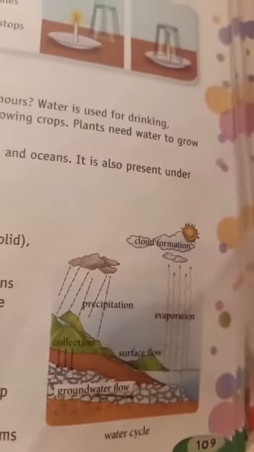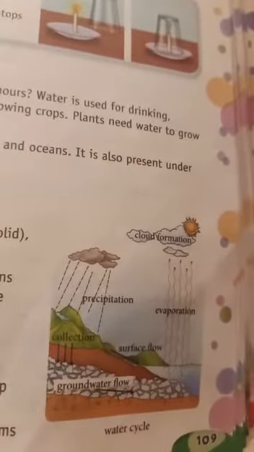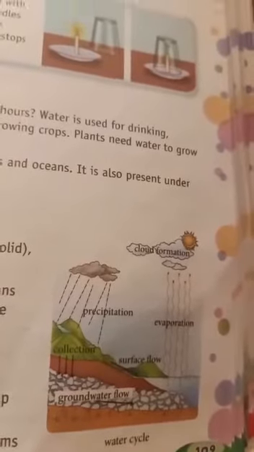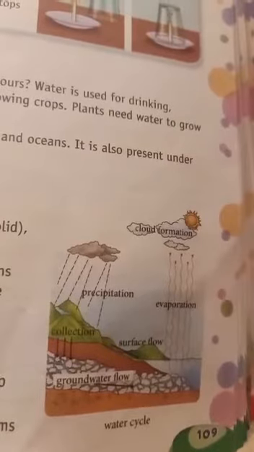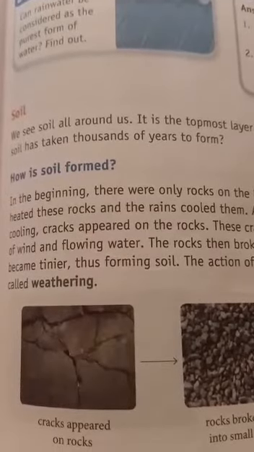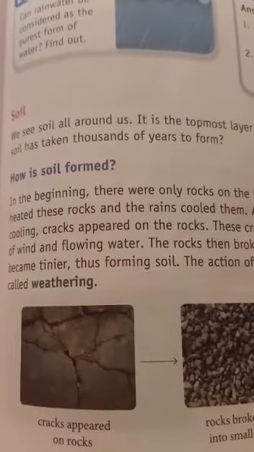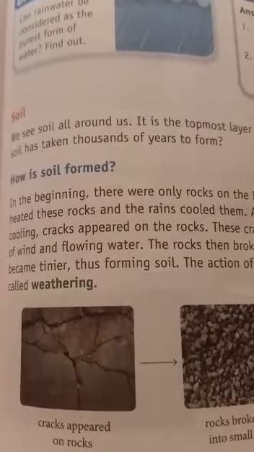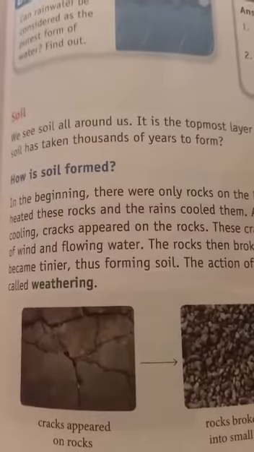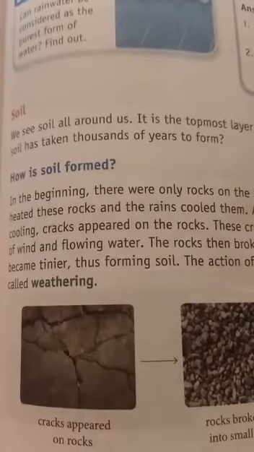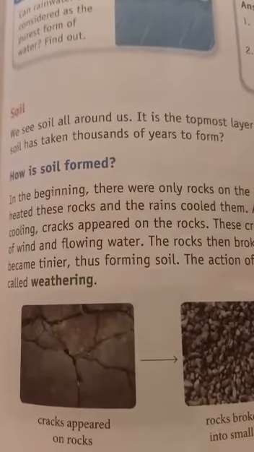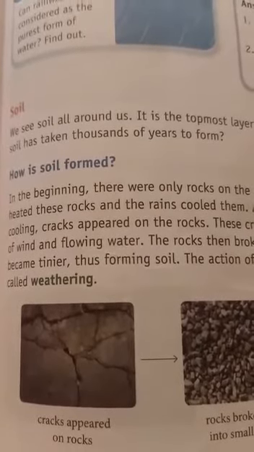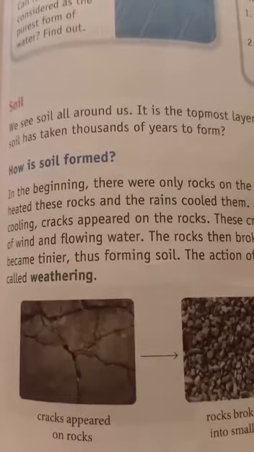So where can we see water's presence on the earth? We can see water's presence on the earth in ponds, lakes, rivers, seas and oceans. Next is soil. Where can we find soil? We can see soil all around us. It can be in our garden, in school compound, in ground or in park, and you might also play with it.